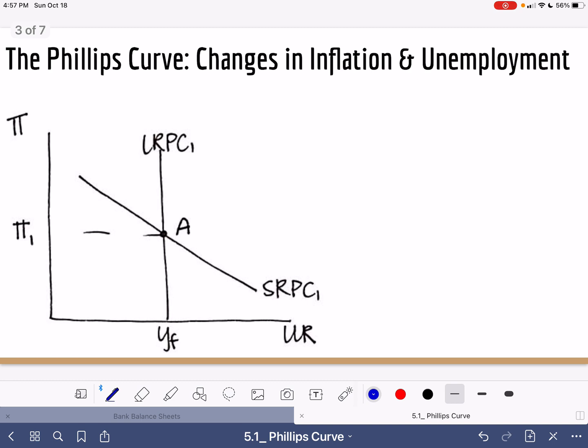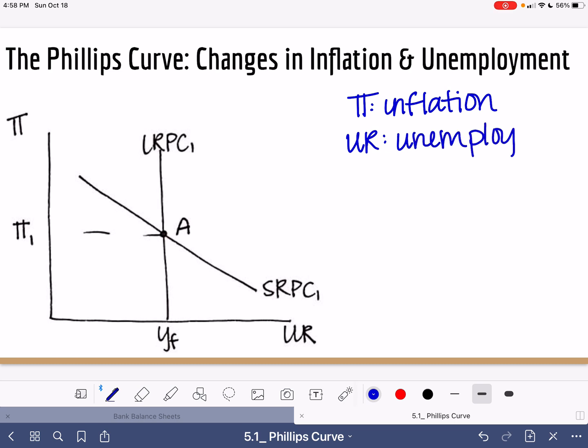So this is what our Phillips curve looks like. And our Phillips curve only focuses on the changes to inflation and unemployment. So we're not looking at changes to real GDP on our Phillips curve. We're only focusing on inflation and unemployment. So this is inflation. It is not pi. It is inflation. And then UR is our unemployment rate. And then we know what YF is. YF is our potential output. It's full employment.